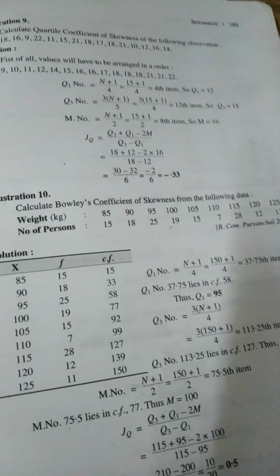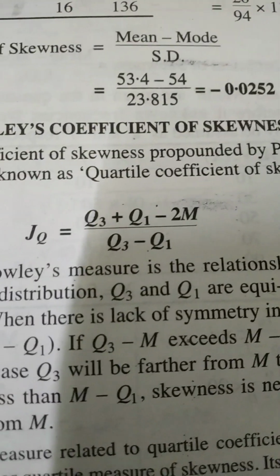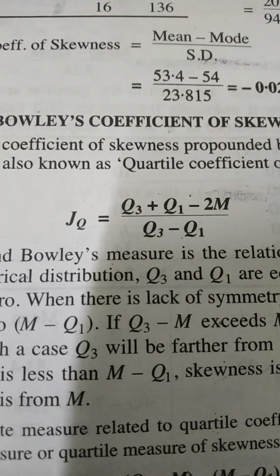Now you can see Bowley's formula. Just now I have told you Q3 plus Q1 minus 2M, the third formula which I have shown you.